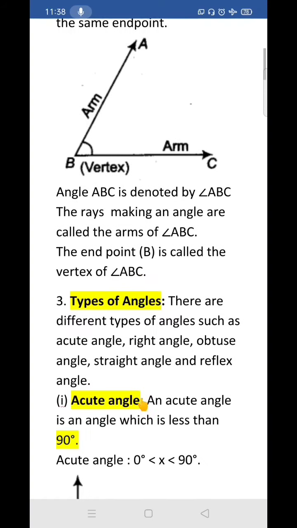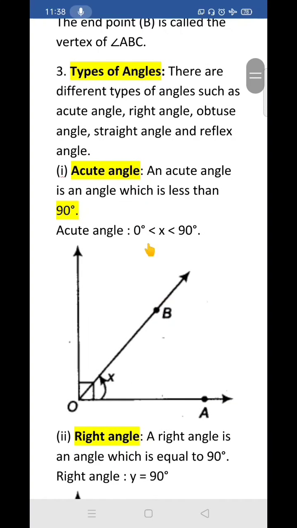Now we'll move on to the types of angles. Here you can see types of angles. There are different types of angles, such as acute angle, right angle, obtuse angle, straight angle and reflex angle. So let us see one by one.